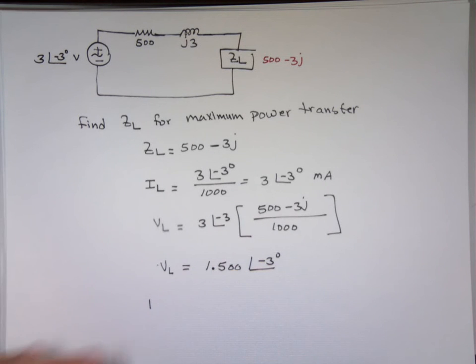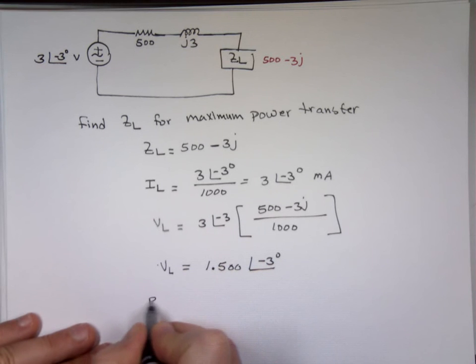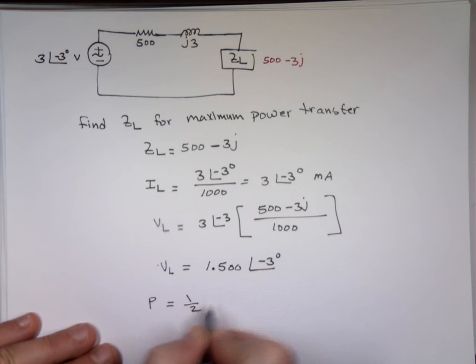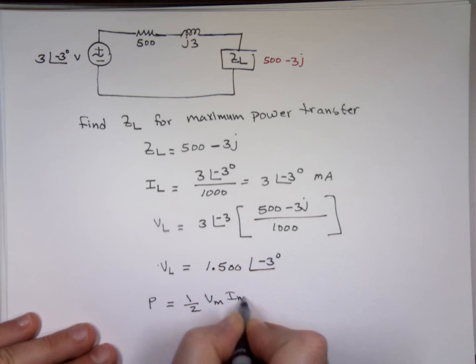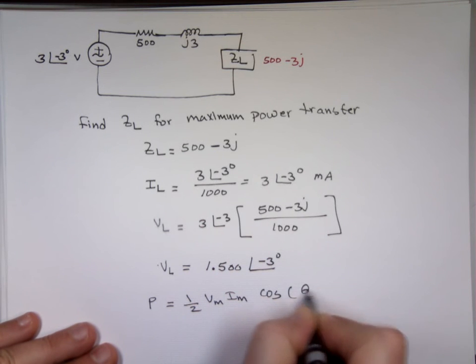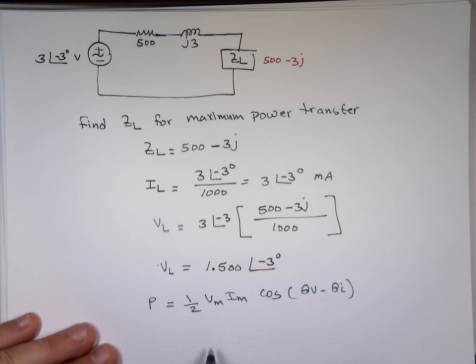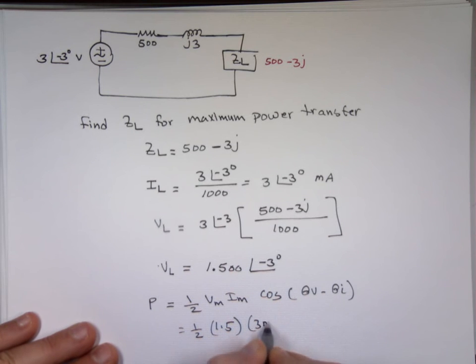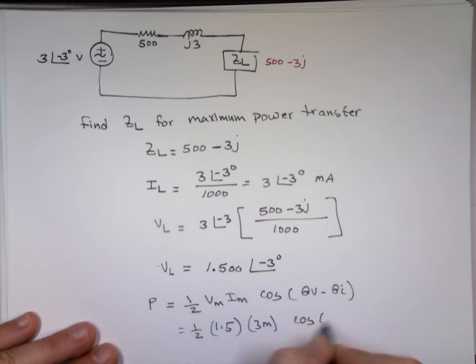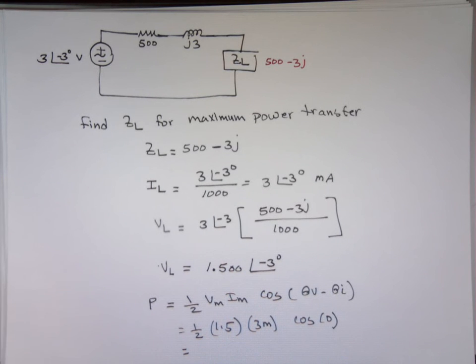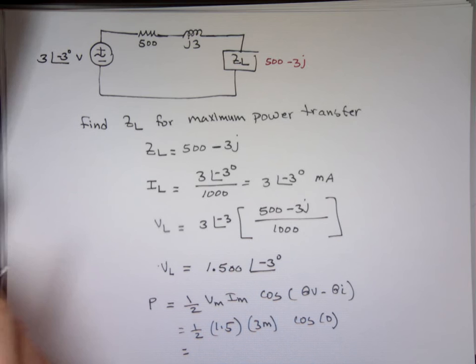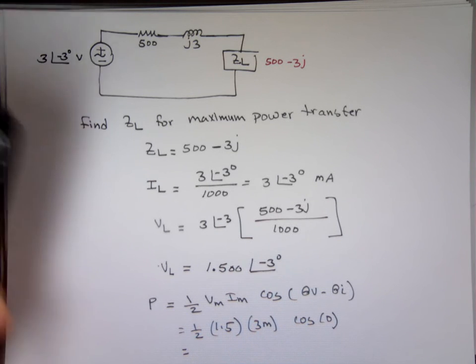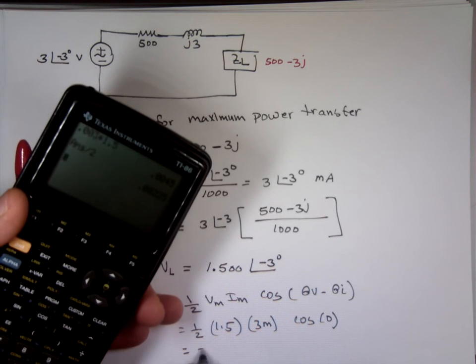So now, what is the average power? It's 1/2 V max, I max, cosine of theta V minus theta I. The V max is what? 1.5. I sub max, 3 milli. Cosine of 0, which is 1. So 0.003 times 1.5 divided by 2. It is 2.25 milliwatts.